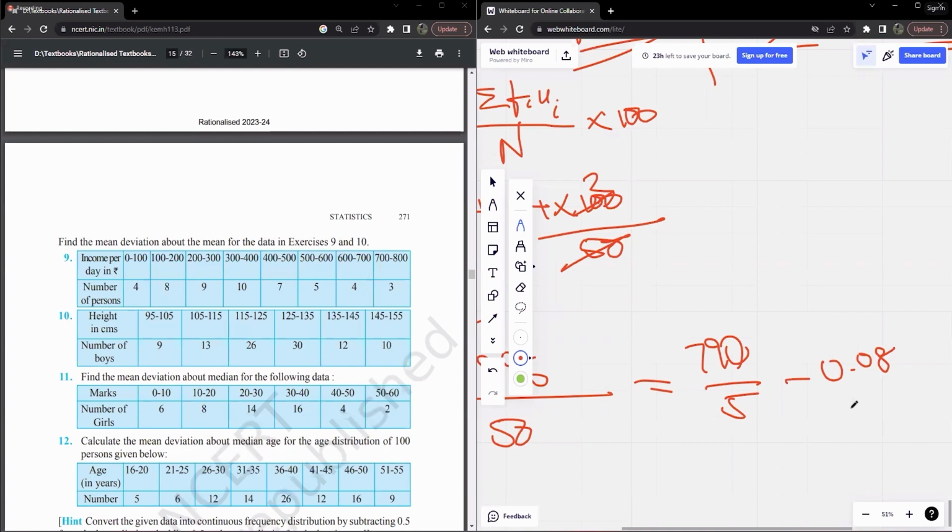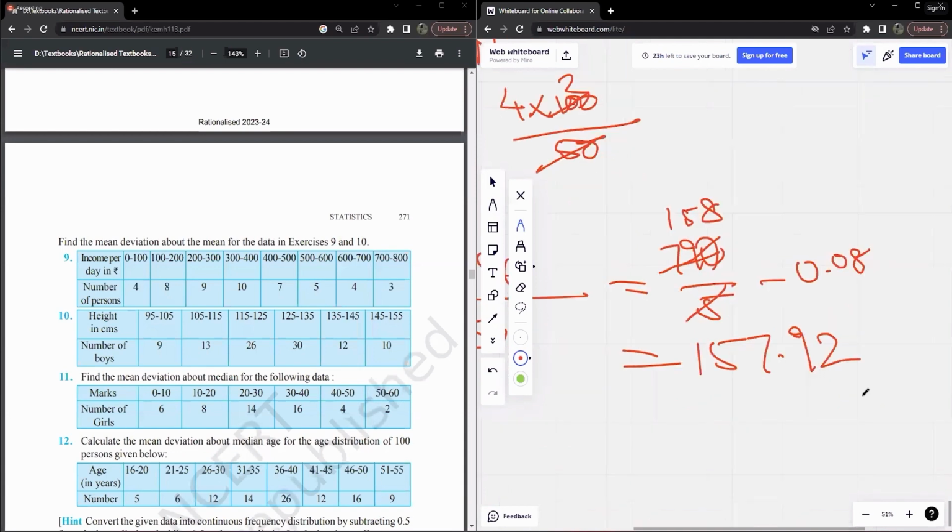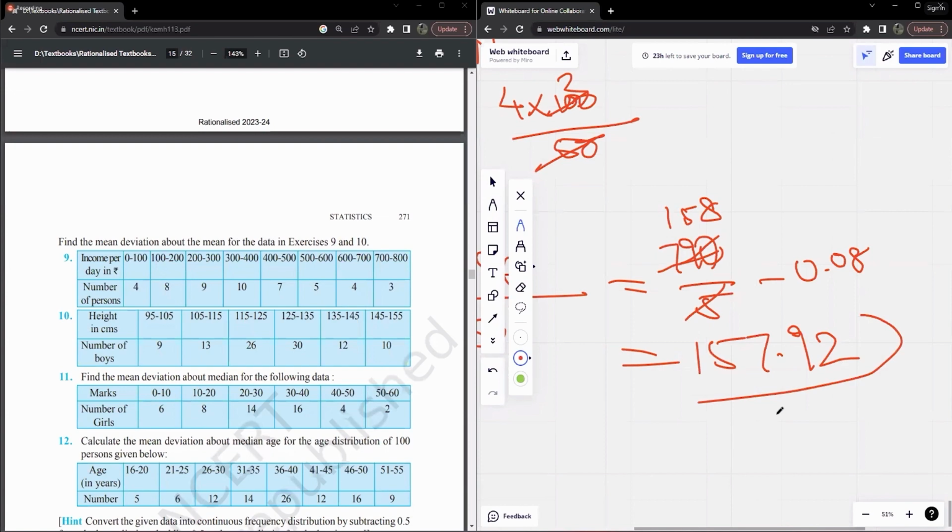Right. 4 by 50 is 8 by 100. That's 0.08. Which is, this is basically 158. Right. So it's 157.92. That's the answer. $157.92. Right.